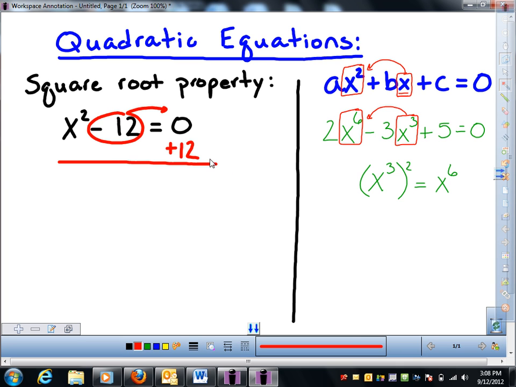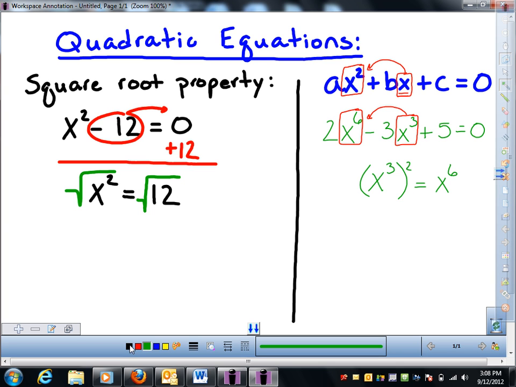I'm going to do my like terms just like we've been working with. So I get my x squared equals a positive 12. Now, to solve this at this point, we use something called the square root property, which means I'm going to take the square root of both sides.